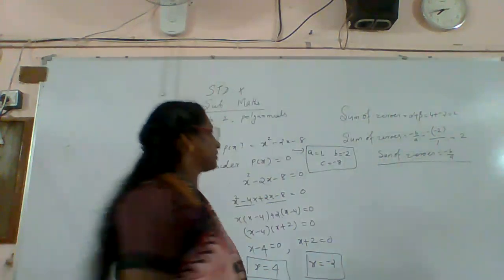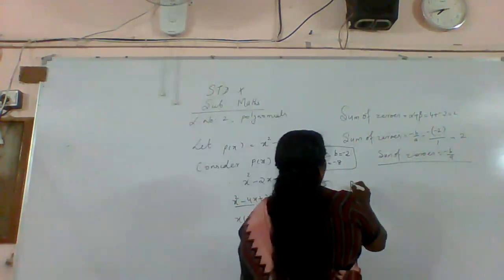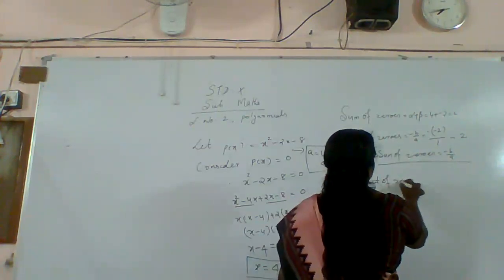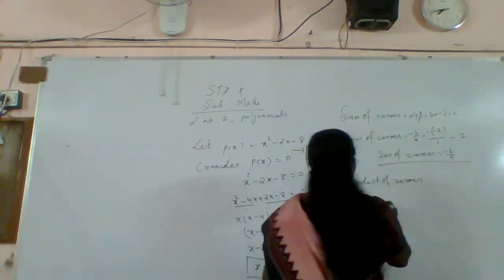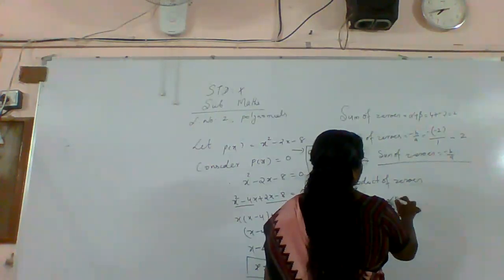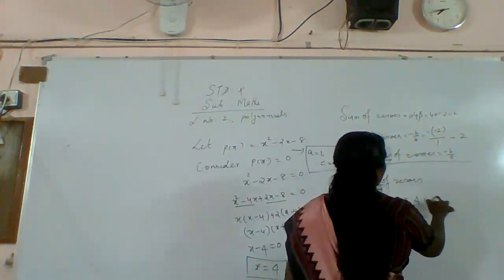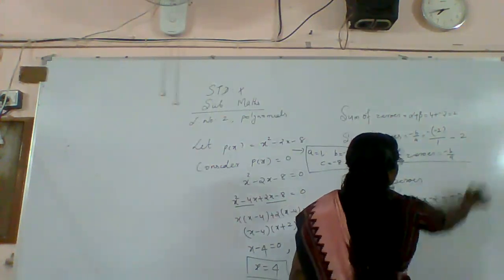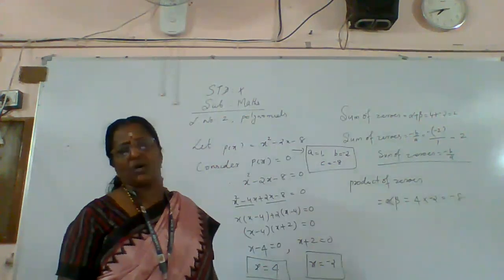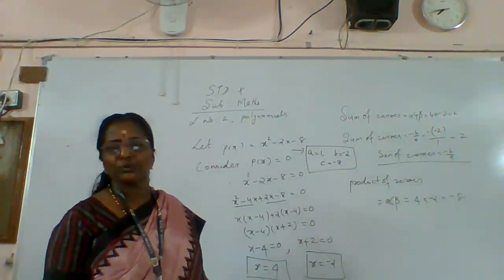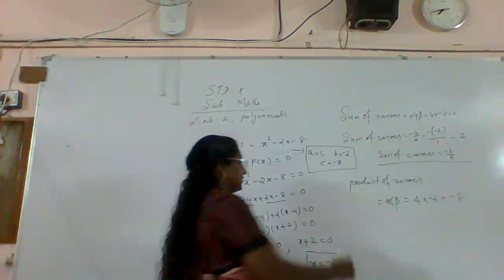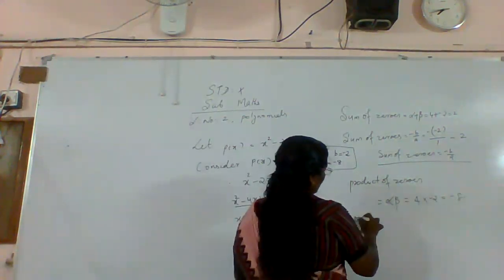And now, the product of the zeros also you can find. Product of zeros is equal to what will come? Alpha beta, that is equal to 4 into minus 2, that is minus 8. Product of the zeros: alpha is 4, beta is minus 2, therefore 4 into minus 2 is minus 8. Now we can see according to the coefficients, the product of the zeros.